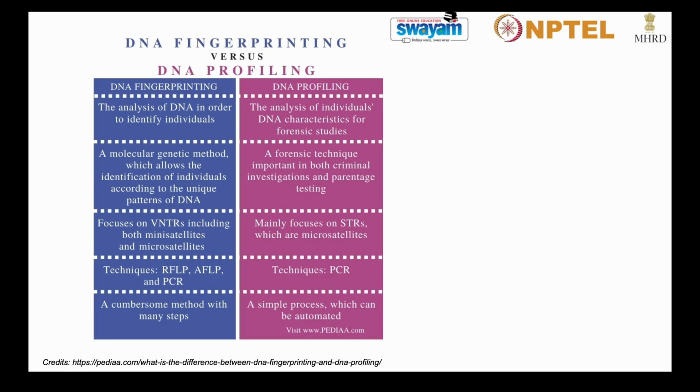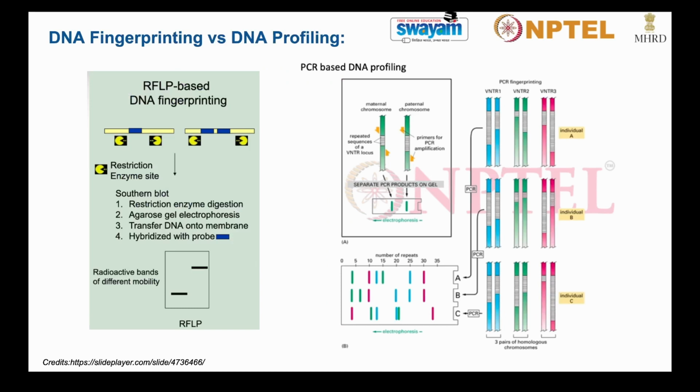So now let's move forward. Let's see diagrammatically the DNA fingerprinting and DNA profiling. In DNA fingerprinting, as I was saying earlier, you use RFLP based techniques. Restriction digestion is performed, and I've already discussed how Southern blot is performed: after digestion with restriction enzymes you perform electrophoresis, then transfer the DNA onto the membrane, hybridize it with the probe, and then observe the radioactive bands of different mobility. This probing is generally done to identify the region of interest.